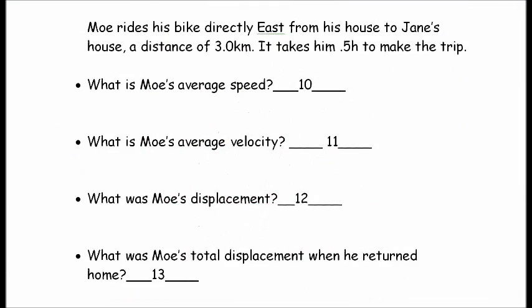Problems 10, 11, 12, and 13 refer to this particular scenario, which says Mo rides his bike directly east from his house to Jane's house, a distance of 3.0 kilometers. It takes him 0.5 hours to make the trip. Now in this story, we do have a time, we also have a distance, and we also have a direction.